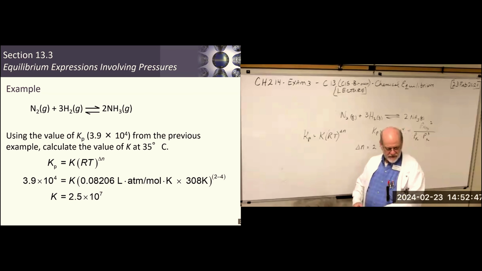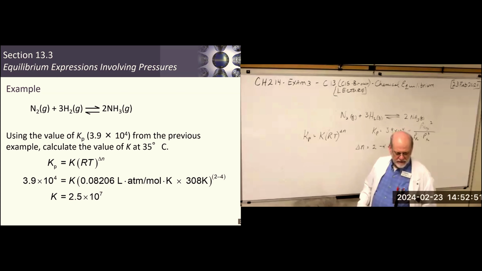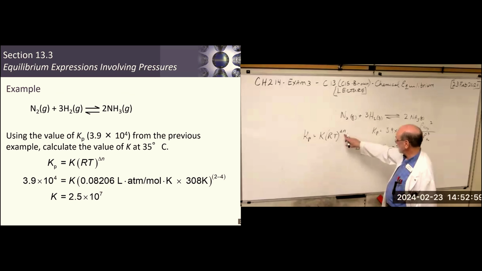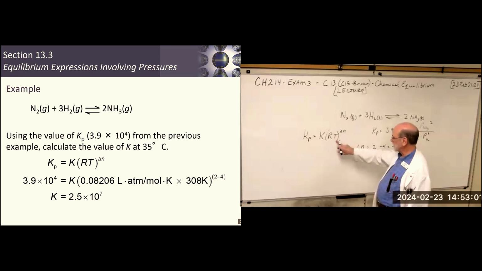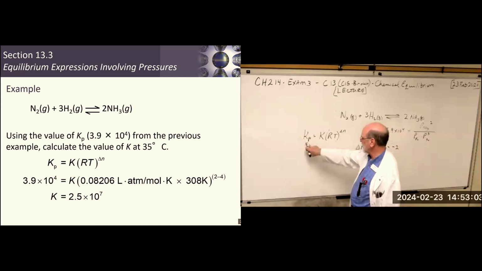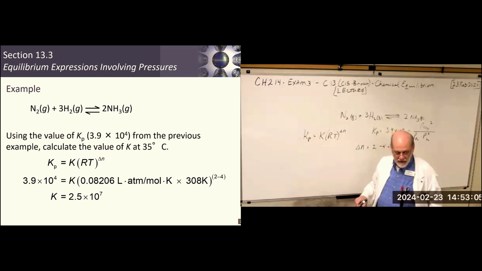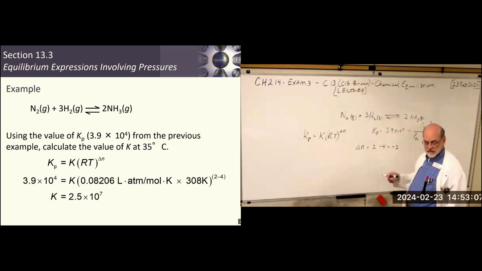All right, so we got this example. 35 degrees Celsius is 308 K. And we put those values in. This is -2. Got a temperature, got a constant, got this constant. Solve for that one. And the K in terms of molarity is not 3.9, but 2.5 times 10 to the 7th.